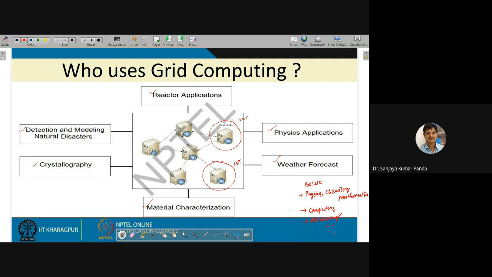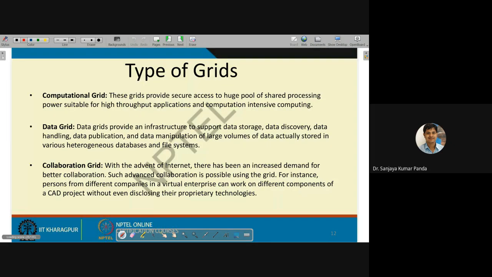If there are scientific engineering projects or any complex project you want to do, you can make use of grid computing. Now we'll see there are different types of grid. Basically there are five different types of grid. One is called the computational grid. Second is called the data grid. Third is the collaboration grid. Fourth is the network grid, and the fifth one is called the utility grid. Let us discuss one by one.